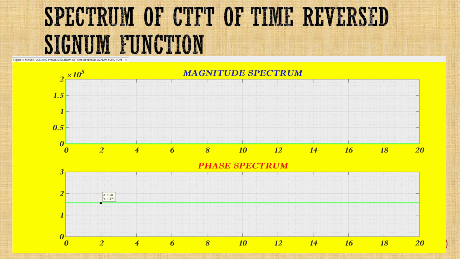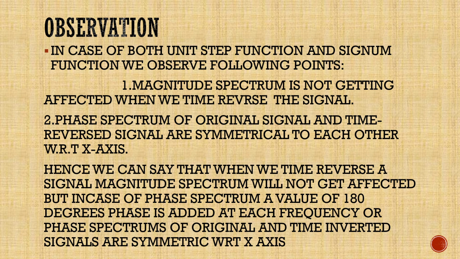From these both spectrums, we derive two conclusions. First, the magnitude spectrum is not affected when we time reverse the signal, and second, which is the important one, the phase spectra of the original signal and the time reversed signal are symmetrical with respect to the x-axis, or we can say that an additional phase of 180 degrees is there. Hence, whenever we time reverse the signal, the magnitude spectrum will not get affected, but we observe a change in phase spectrum, which is either a 180 degree phase shift is added, or we can say that the phase spectra of the original and time inverted signal are symmetric with respect to the x-axis.